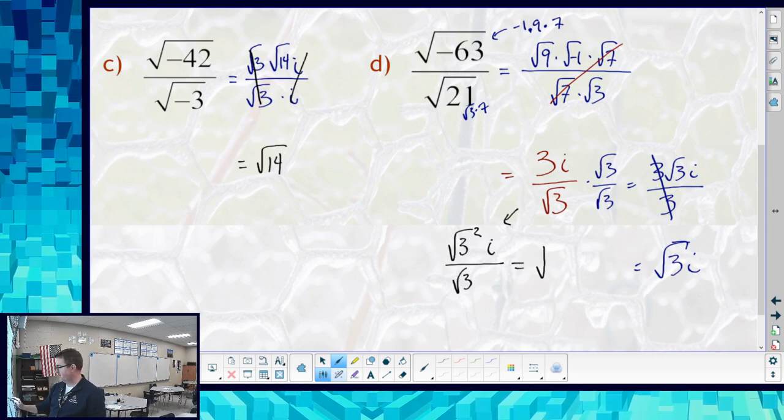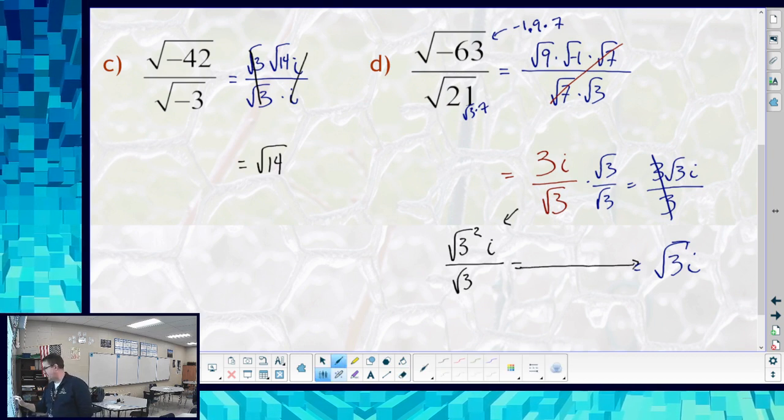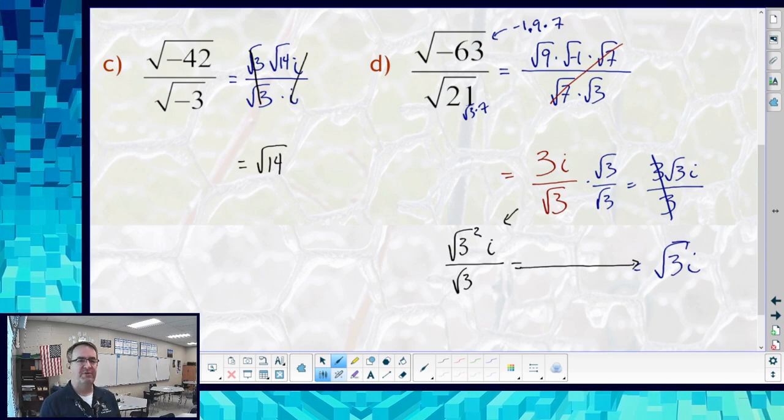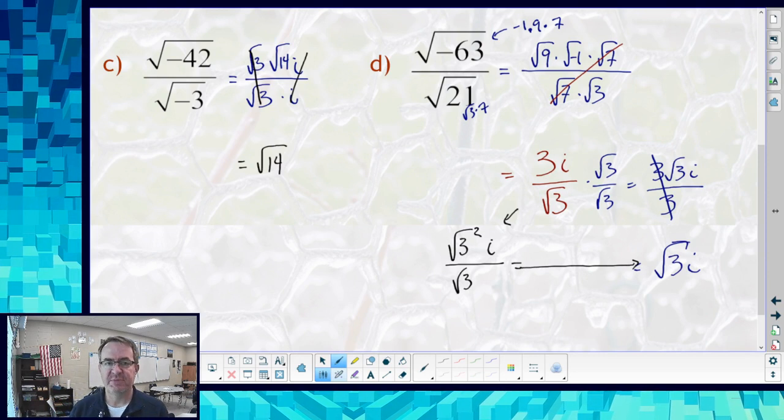So then I could just put the arrow here. That would just go straight into that, and that would be okay too. But again, just be careful. When in doubt, take the extra 10 seconds, write out that one extra step. It's not going to hurt you.